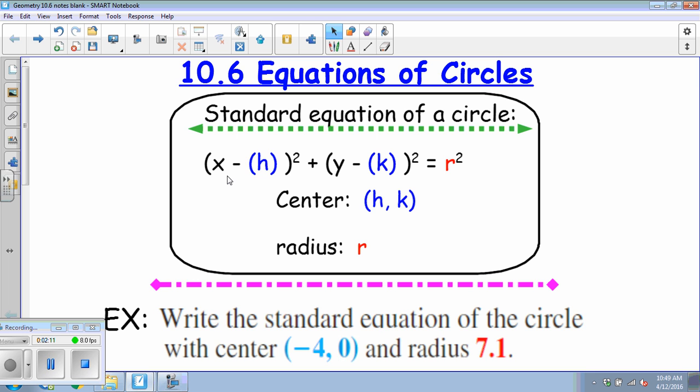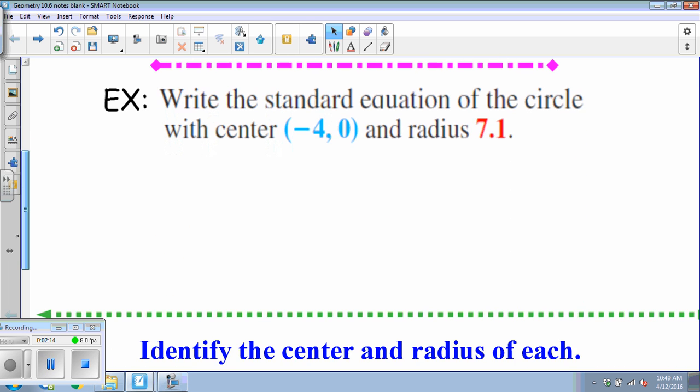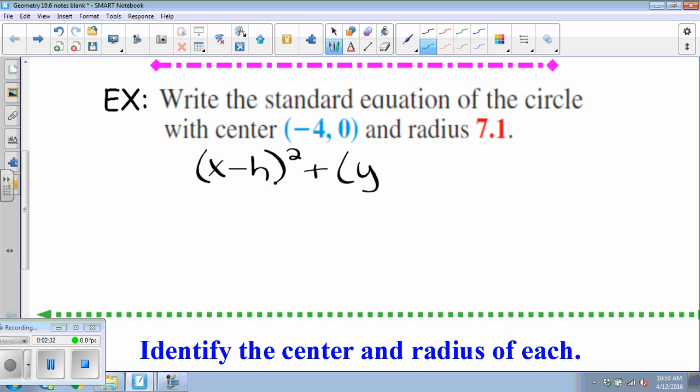Okay? Our first example says, write the standard equation of the circle with a center of -4, 0 and a radius of 7.1. The first thing you need to do is write what the standard equation is: x minus h squared plus y minus k squared equals r squared. Identify what the center and the radius are. So this is h, this is k, and this is r. And then just plug it in. So it's what?